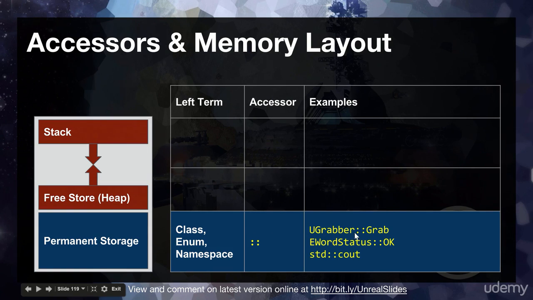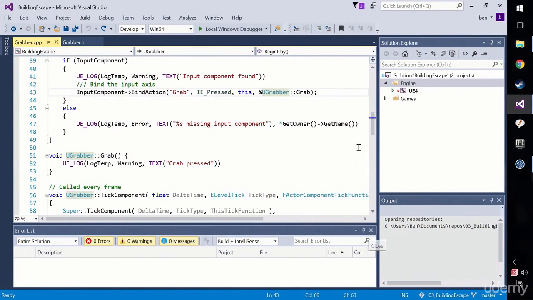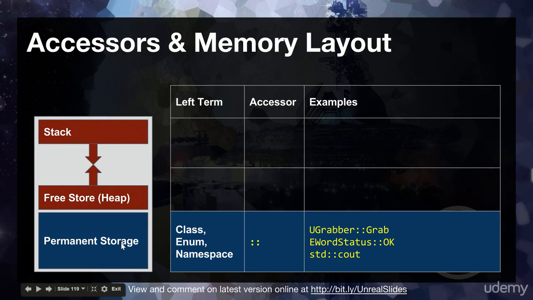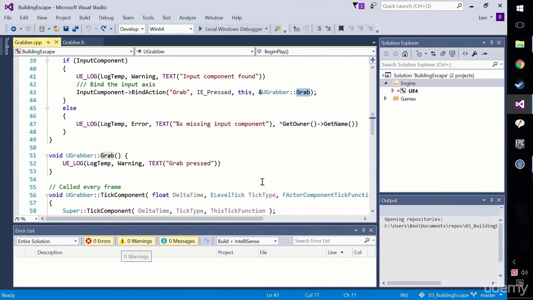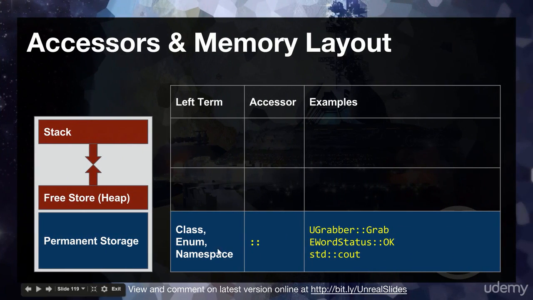In the example of UGrabber::Grab. So, here we go. UGrabber::Grab. It is known at compile time what the location of this is. This function is going to be put into the permanent store, and it's going to stay there throughout the running of the program. So UGrabber::Grab is a fully qualified function name, and then you have the ampersand, which is the address of operator, which tells this whole method, the bind action method, where to go in memory to find the function, where to jump to. Okay, so that's what's going on there, and that's why things that go in permanent storage have a colon operator.